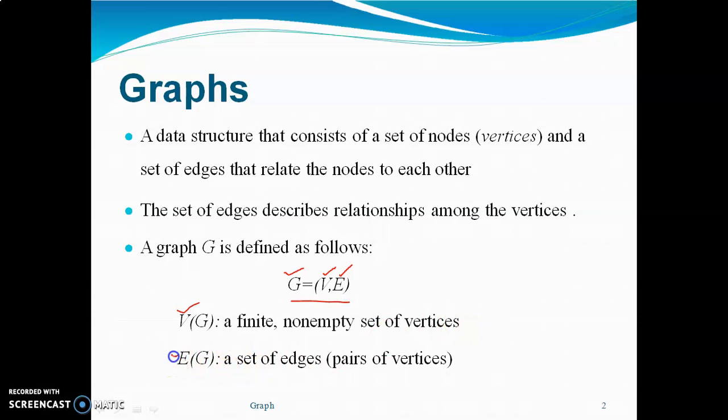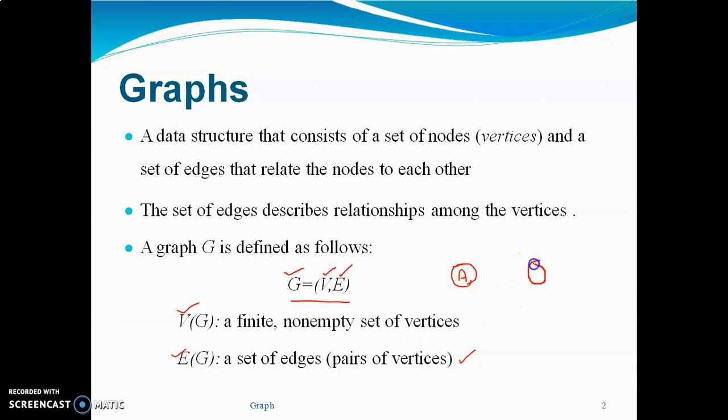And E of G is a set of edges, and each edge is a pair of vertices. There must be at least two vertices for the edges set to have one edge. It may have zero or more edges. Without vertices we cannot have a graph, but without edges we can have a graph. So this is a graph with one vertex or one node. This is a null graph with only one vertex.